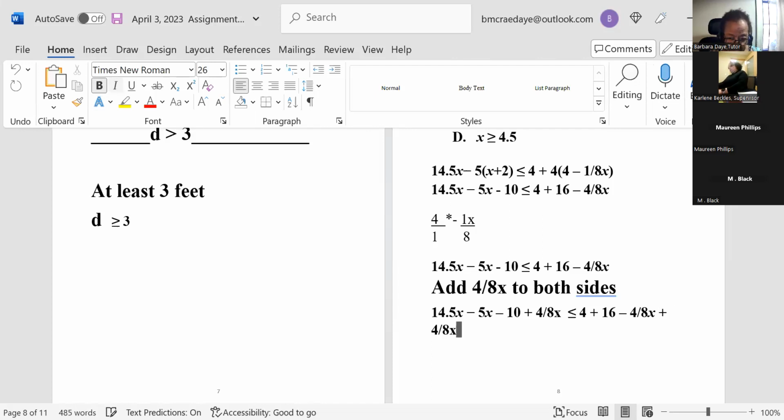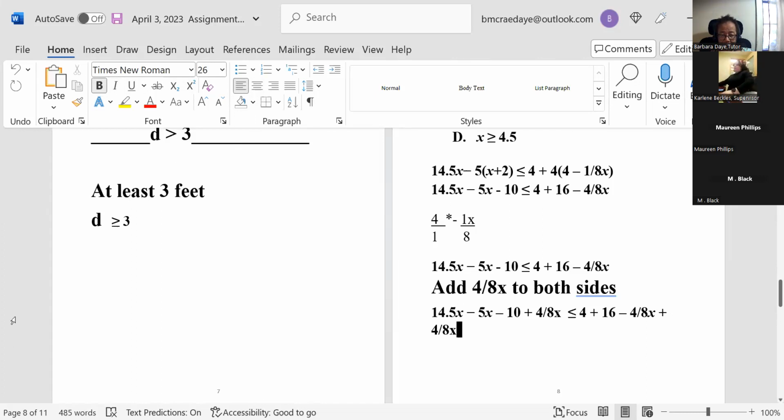So you're saying, miss, you're going to add 4/8x to both sides, to where the 10 is and the 14.5, where all the x's are. Yeah, where all the other x's are, I'm putting the other x over there so that I can then combine all my x's, right? Okay.